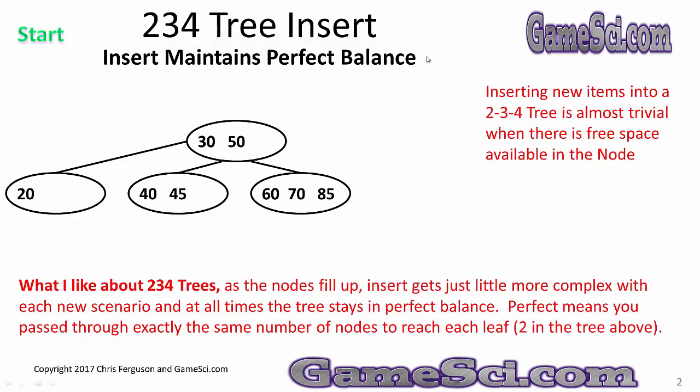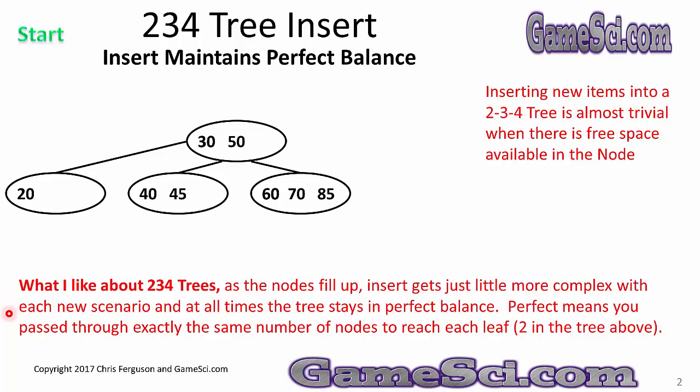2-3-4 tree insert. Inserting new items in a 2-3-4 tree is almost trivial when there is free space available in the node. What I like about 2-3-4 trees is as the nodes fill up, insert gets just a little more complex with each new scenario, and at all times the tree stays in perfect balance.